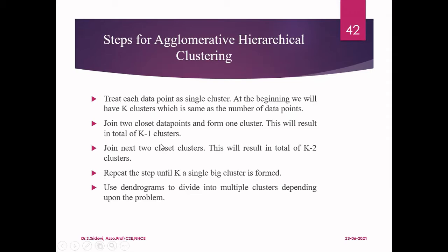In the next step, again, you will join two closest clusters. This will result in a total of K minus 2 clusters. This process will be repeated until you form a single big cluster. When the number of clusters is 1, you are going to stop your process. Once you finish this, you are going to use dendrograms to divide into multiple clusters depending upon your problem.